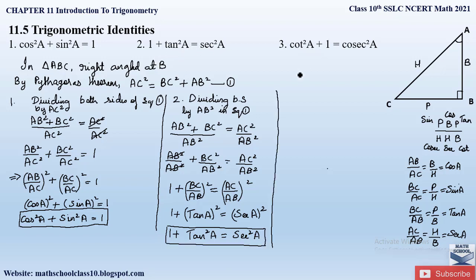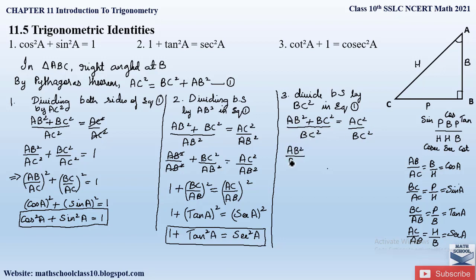Now coming to our last identity, so let us again divide our equation 1 by perpendicular BC on both hand sides. So divide both the sides by BC square in equation 1. Okay, so here this equation 1 can be rewritten as AB square plus BC square is equal to AC square. Now dividing both the hand sides by BC square. Okay, so let us separate here AB square by BC square plus BC square by BC square is equal to AC square by BC square.